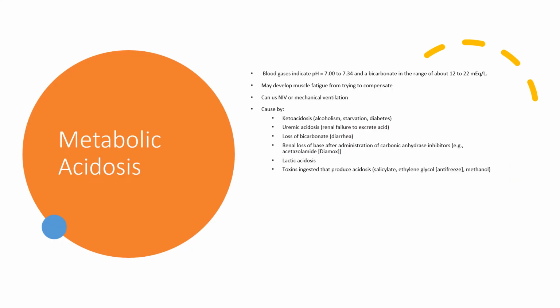All right, if we have a metabolic acidosis, that means the blood gas indicates a pH anywhere between 7 and 7.34, and usually a bicarb lower than 22. A lot of these patients in a metabolic acidosis will develop muscle fatigue from trying to compensate by breathing faster. One of the classic things I think of here is diabetic ketoacidosis, with that Kussmaul's pattern of breathing, deep and rapid, deep and rapid. It's like they're doing an MVV, and they're going to tire out, right? They're trying to compensate, and then eventually they tire out.